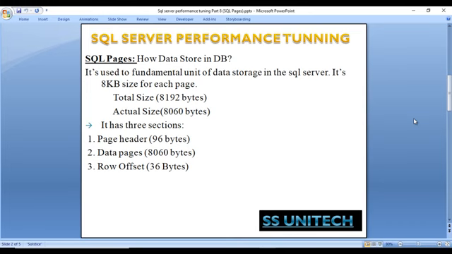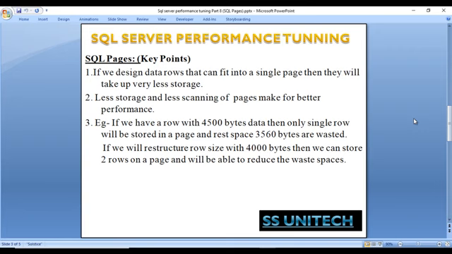So data pages take around 8060 bytes, the page header takes around 96 bytes, and the row offset takes around 36 bytes. So go to our next slide. Here I have noted down a few points. This should be considered while we create a table. If we design a data row that fits into a single page, then it will take up very little storage. So less storage and less scanning of the pages make for better performance.